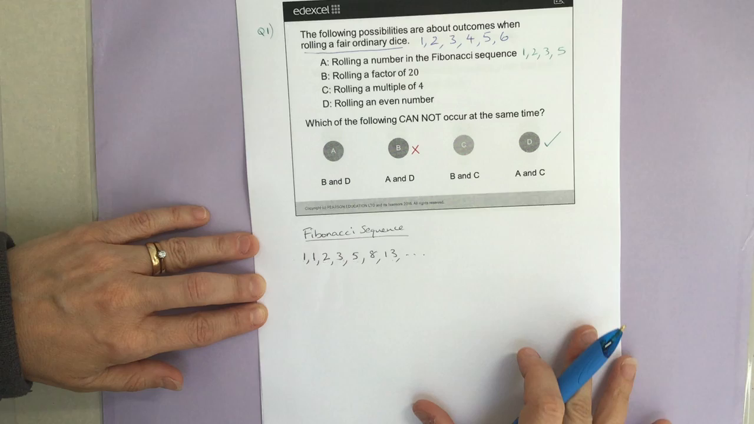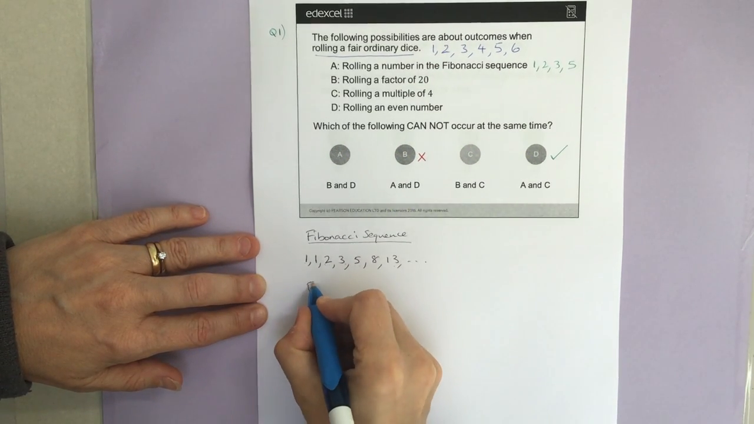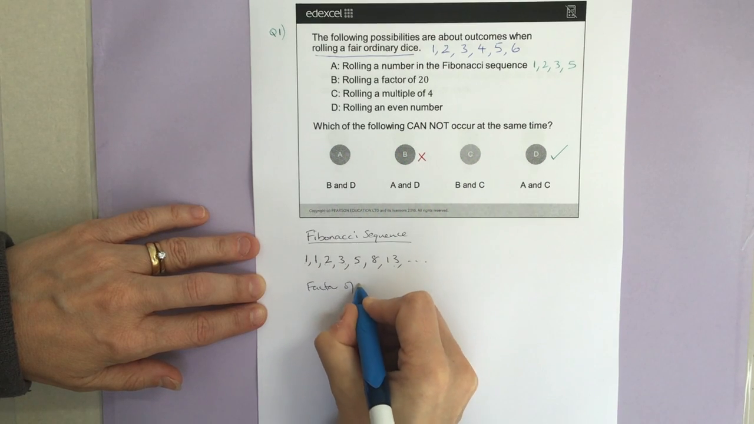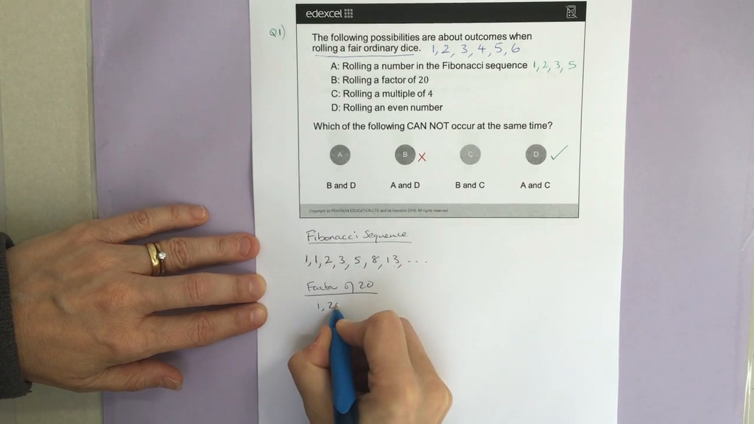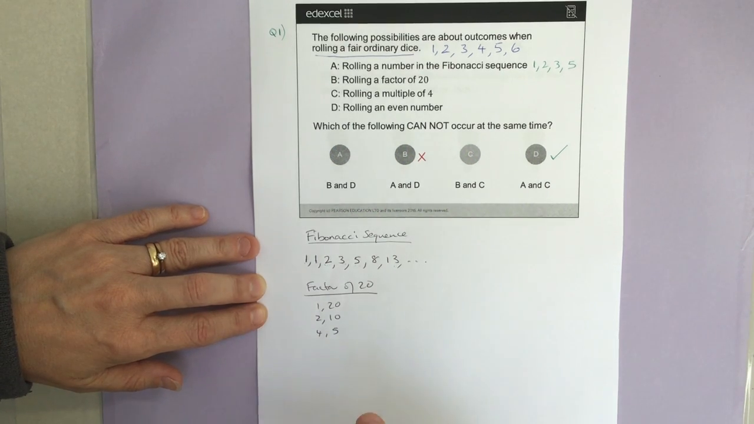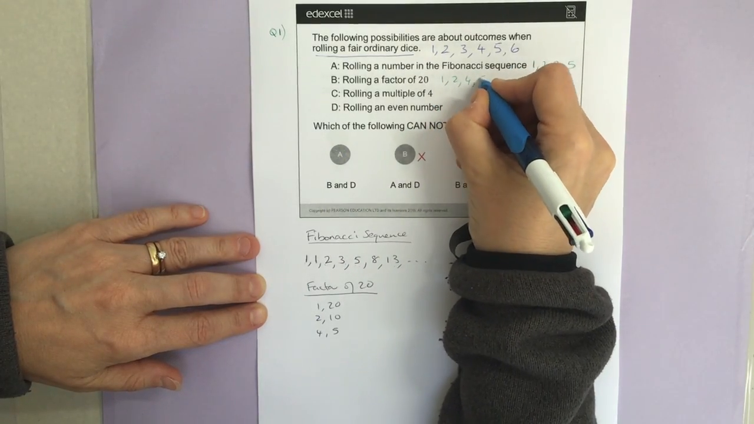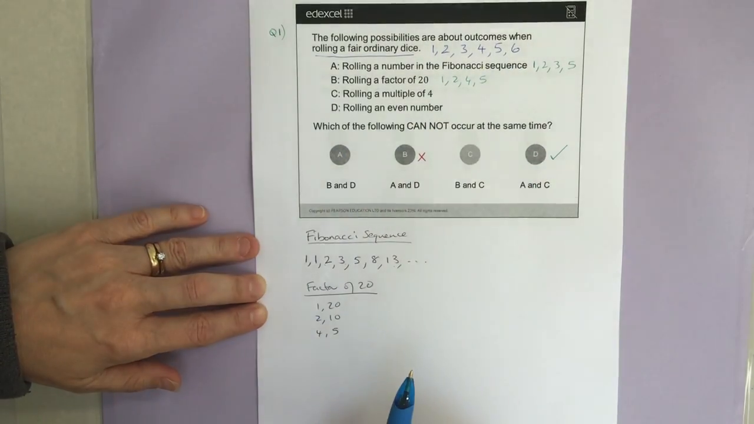Okay. A factor of 20 then. So let's look at that next one. Factor of 20. Well, let's just think about our factors of 20, 2 and 10 if I'm doing them in factor pairs. And again here, on a dice, we can only get 1, 2, 4 and 5. So they're the only factors of 20 that occur on a dice.